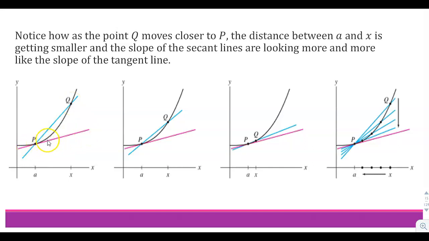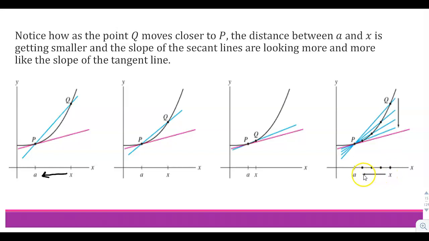And the way that we're going to do that is we're going to notice over the course of these images that if we move the point Q closer to the point P, or as labeled on the x-axis, as the value x approaches a, we can see that the slope of the secant line between P and Q is getting closer to the slope of the tangent line that passes through just the point of tangency P. So this last picture kind of sums up what's happening.